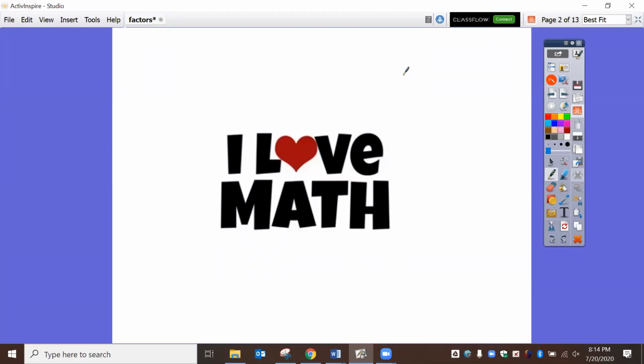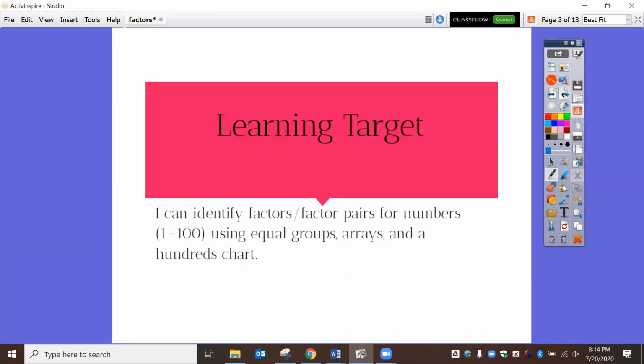Today we are going to continue our unit on exploring factors and multiples. Let's start by looking at our learning target. I can identify factors and factor pairs for numbers 1 to 100 using equal groups, arrays, and a hundreds chart.